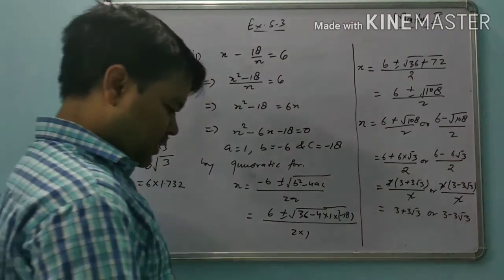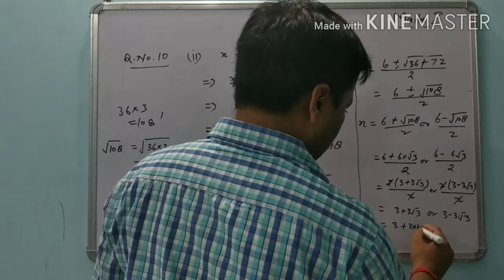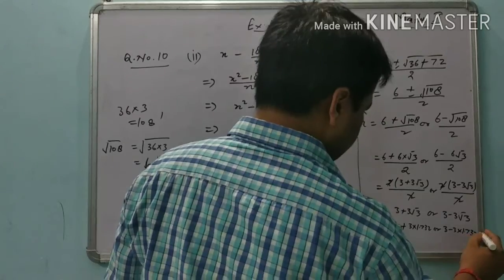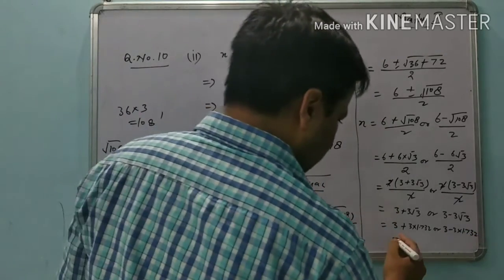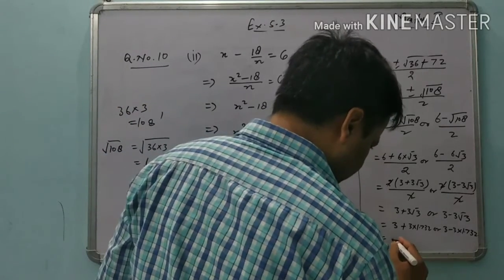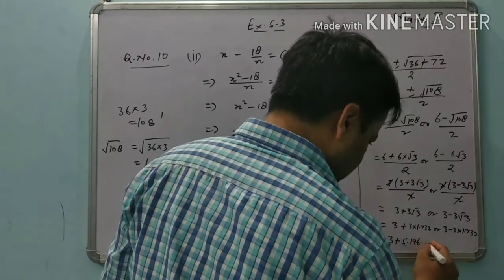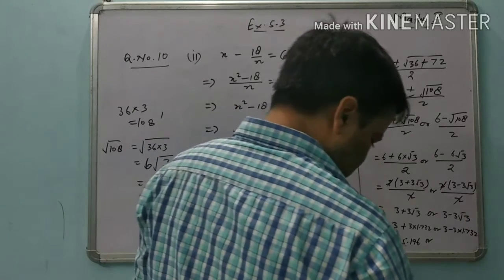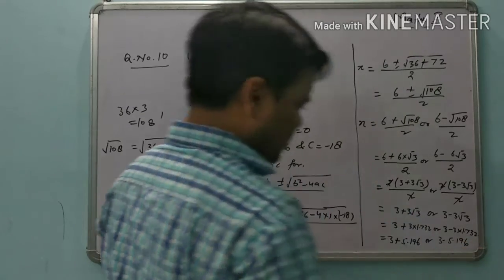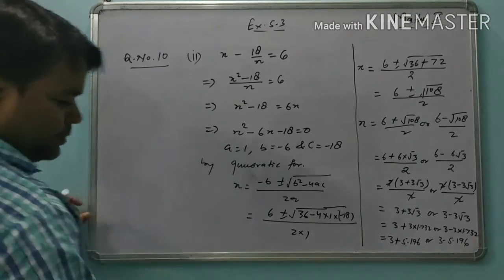Okay, 3 plus 3 root 3. Then its value will be 3 plus 3 into 1.732, or 3 minus 3 into 1.732. Okay. After calculation, we find that its value will be 3 plus 5.196 or 3 minus 5.196. Okay. Now let us see the next step.